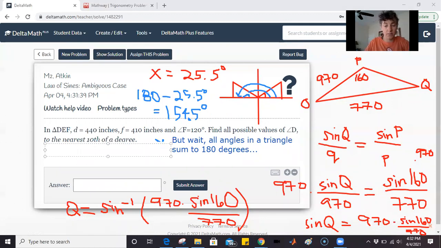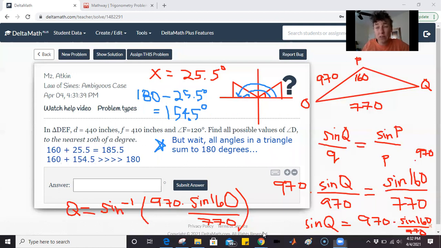First possible angle, 160 plus 25.5. That's bigger than 180 already, right? So that's 185.5. And definitely, if we tried to do 160 plus 154.5, that's way bigger than 180, right? Way bigger than 180. So we actually have no possible triangles as our answer.